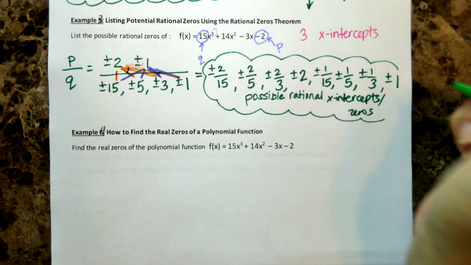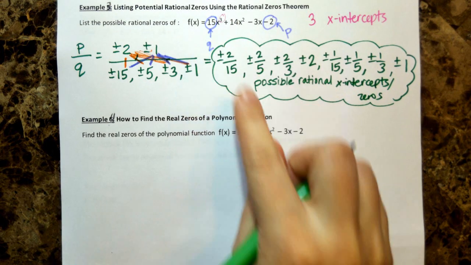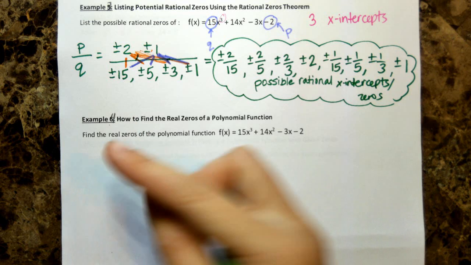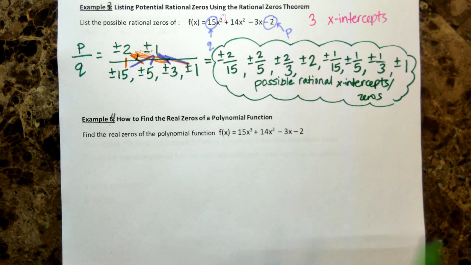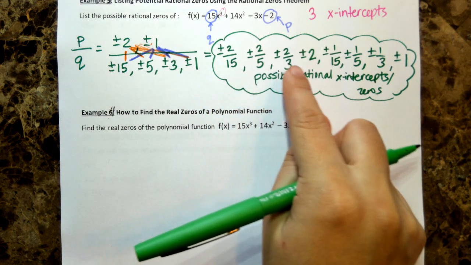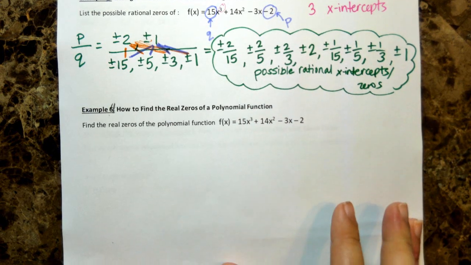All right, the next problem is the same exact polynomial function, except this time it doesn't say list the possible rational zeros. It says actually find all of the zeros of this polynomial function. So what we're going to do is, just like the previous problem, test out each of these individual numbers and figure out which of these are actual x-intercepts.